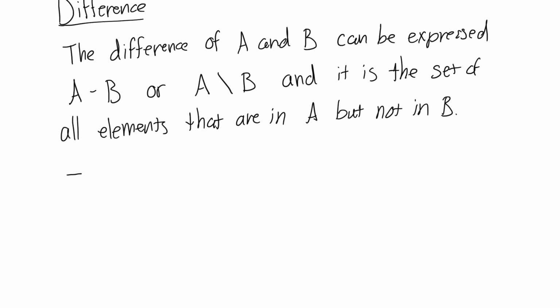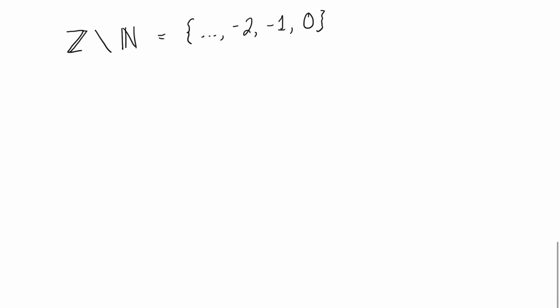For example, let's look at Z, which is the set of all integers, minus N is going to be Z, but we remove all of the numbers from the natural numbers. We're just left with the negative integers. And also 0, because 0 is not included in the natural numbers, so it survives the subtraction Z minus N.